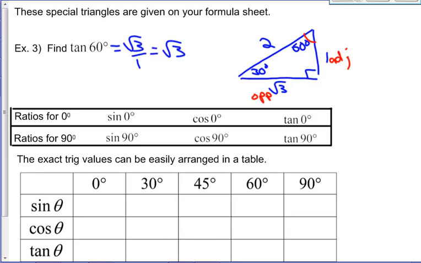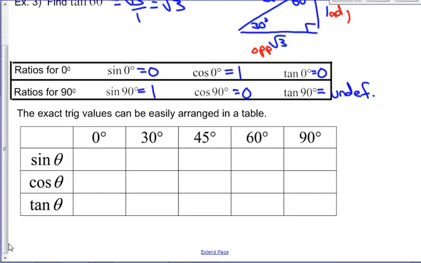It's also worth knowing the special values for 0 and 90 degrees. So the sine of 0 is 0, the cosine of 0 degrees is 1, and the tangent of 0 is 0. Sine 90 is 1, cos of 90 degrees is 0, and tan 90 is undefined. And we'll go into why that's the case in a little bit when we get more into finding trig ratios in standard position.